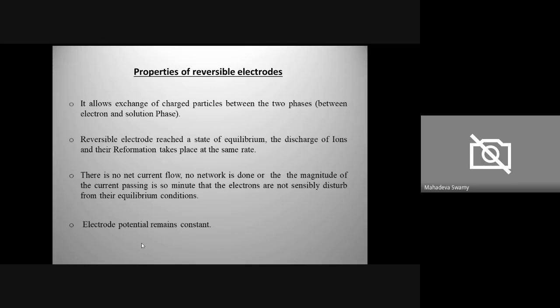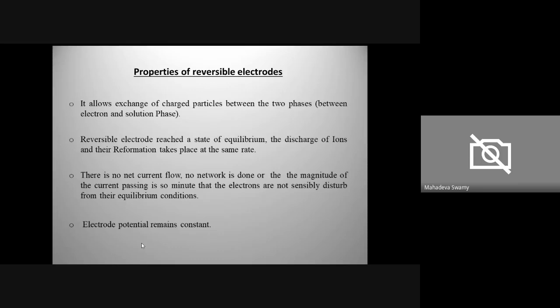There is no net current flow, no net work is done, or the magnitude of the current passing is so minute that the electrons are not sensibly disturbed from their equilibrium conditions. This is the third condition of the reversible electrode.